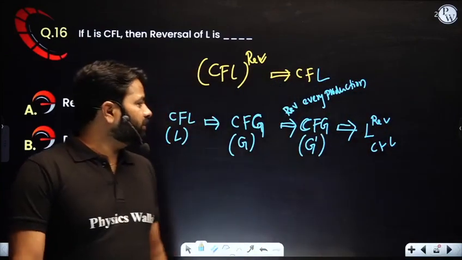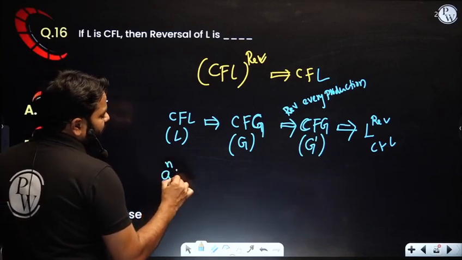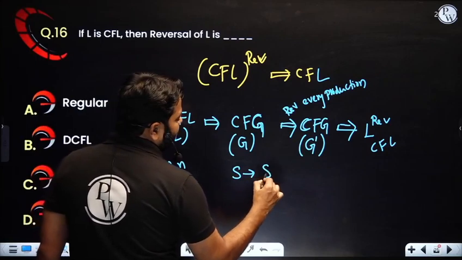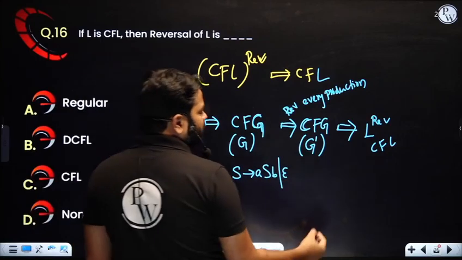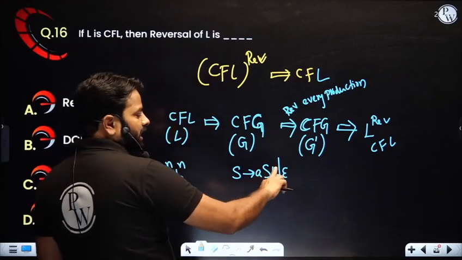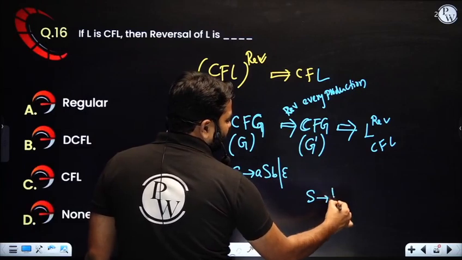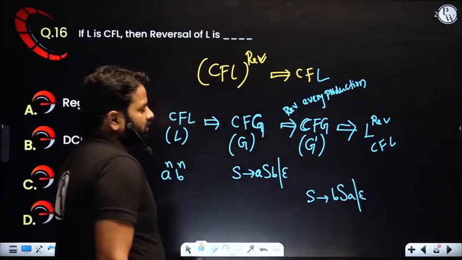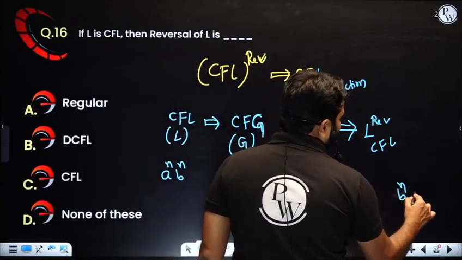Proving is so easy. And in case you want an example, let's say you have the language A power n, B power n. For this you can write a grammar: S derives ASB or epsilon, and do the reversal. So ASB becomes BSA, epsilon becomes epsilon. So here you get S derives BSA or epsilon. This is the reversal, and this one is going to generate B power n, A power n.